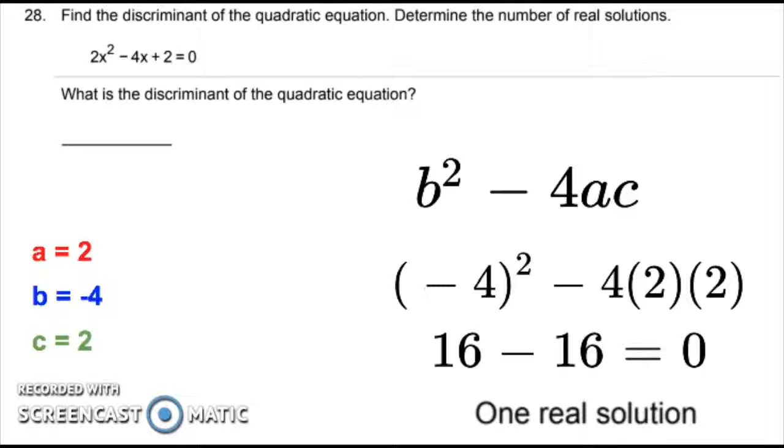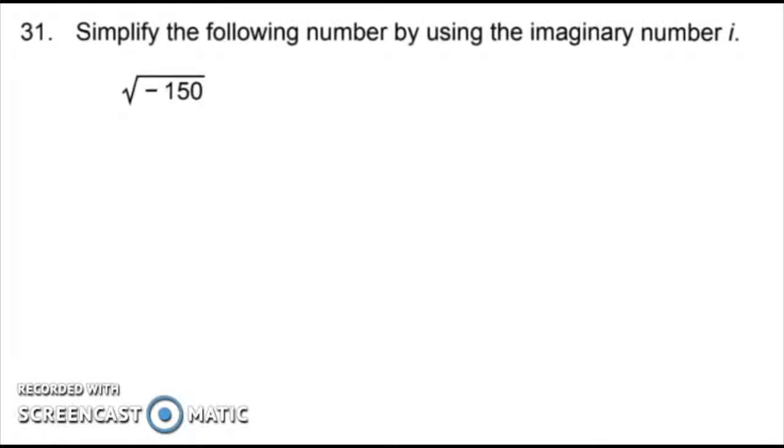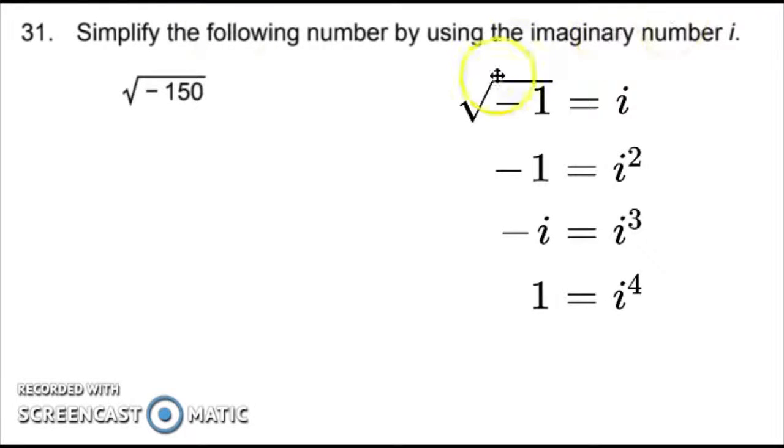Okay, that's 28. 31, it says simplify the following number using the imaginary number i. So let's go through the i rules real quick. So we have radical negative 1 equals i, negative 1 equals i squared, negative i equals i to the third, and 1 equals i to the fourth.